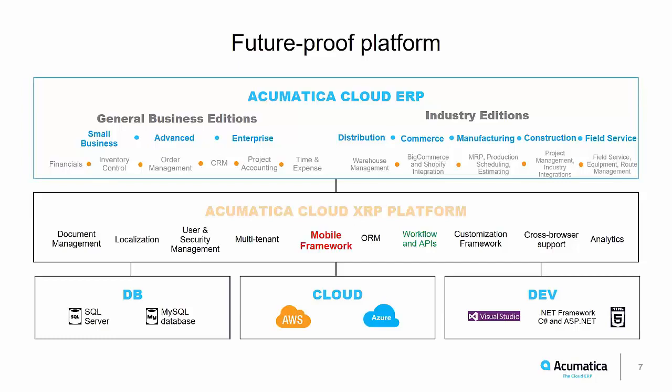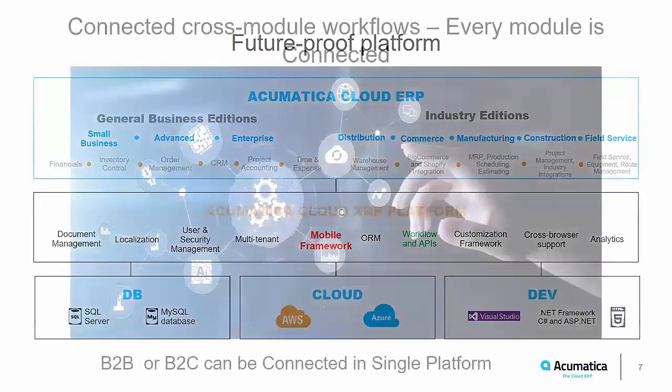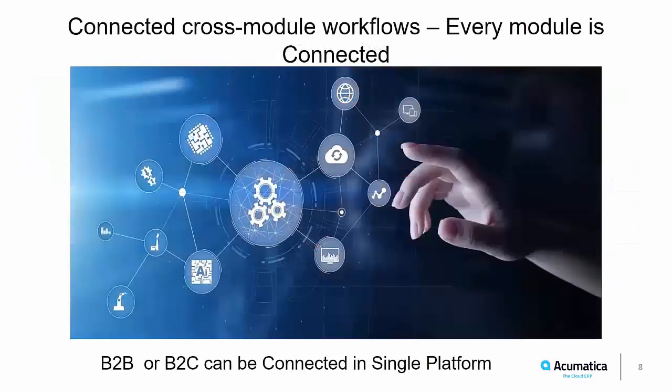When we talk about distribution, we have warehouse management. We have the ability to integrate into BigCommerce. We also have the ability to do a manufacturing product, which is owned by Acumatica and plugs in, as well as project and field service and route management. So it's a very, very complete end-to-end platform. Again, every module is connected, including when you get into B2B, business to business e-commerce, and business to consumer e-commerce.